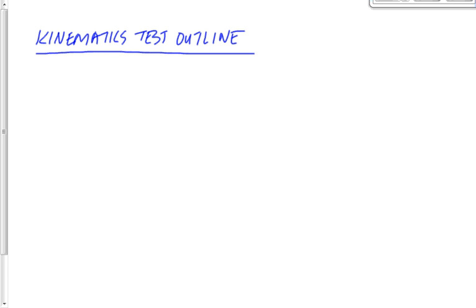So we've got a kinematics unit test coming up on Thursday. We're going to provide you with a little bit of an outline for that unit test right now. If you remember back, way back, beginning of September, just after Labor Day, over a month now, the very first thing we did was talk about the difference between a vector and a scalar.